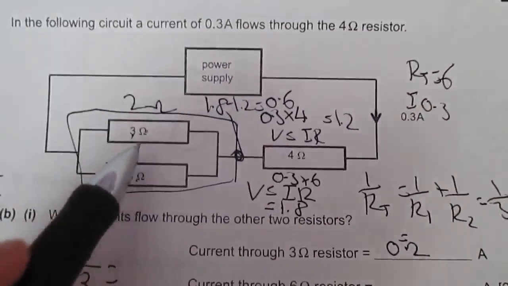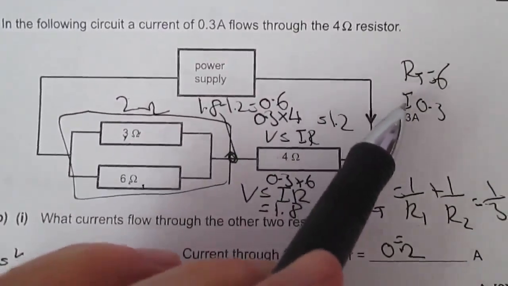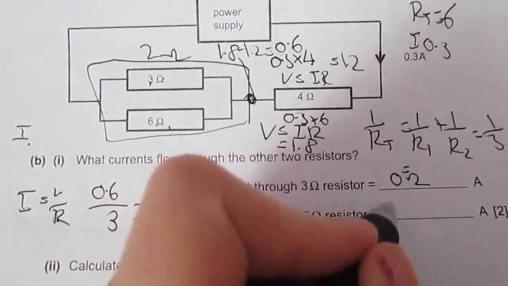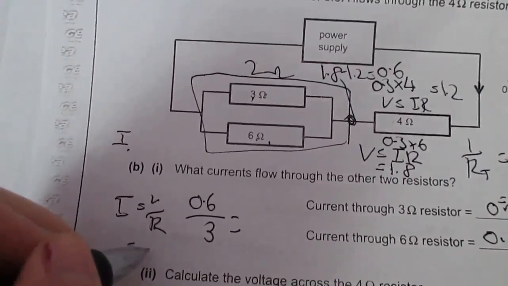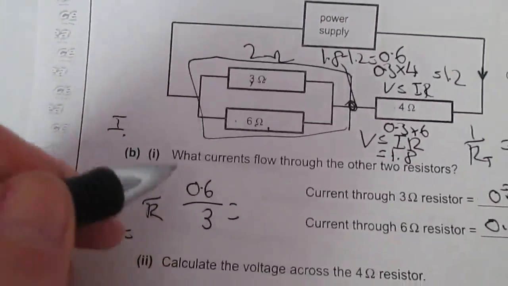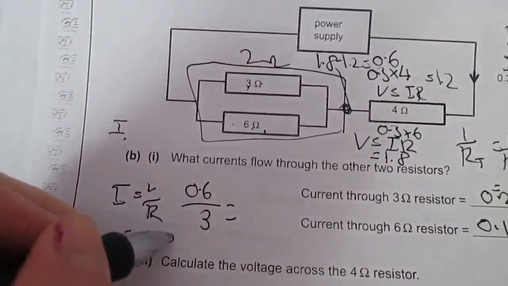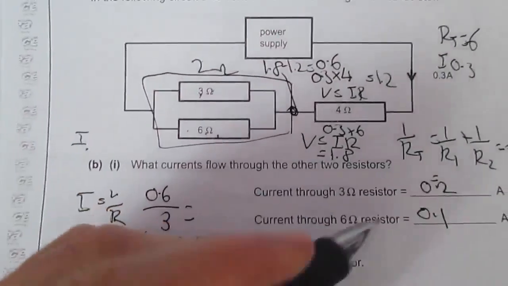Because the current across this one and this one are going to add together to give me 0.3, I can just do 0.3 take away 0.2, which will give me this one to be 0.1. You can substitute in the formula if you want. Our voltage again is the same in parallel, so it's 0.6 divided by 6, which equals 0.1, which is what we found out.